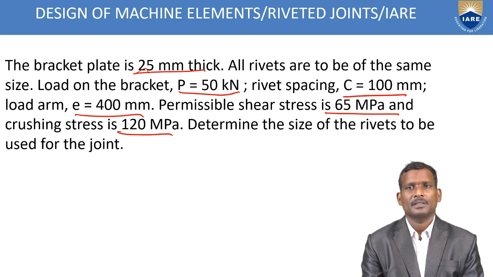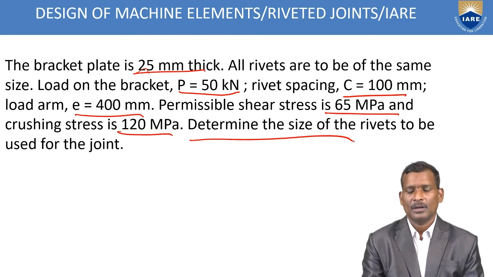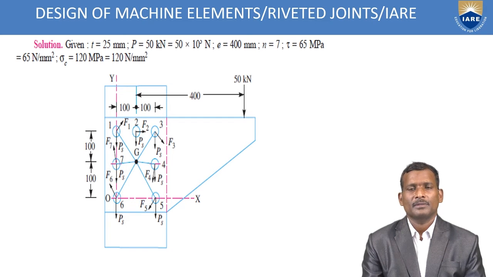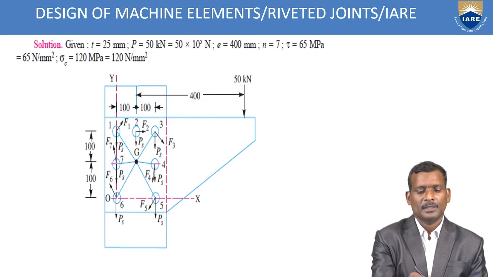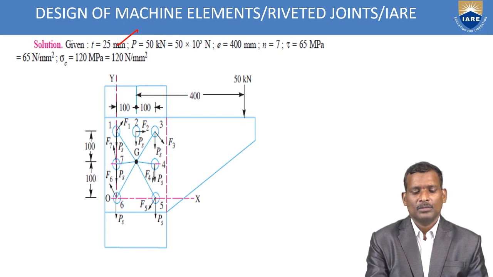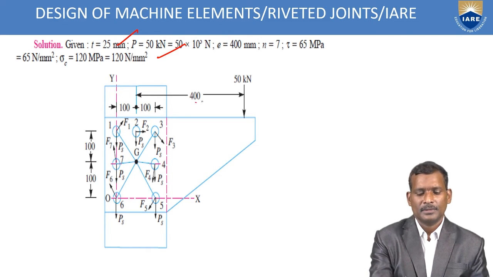So determine the size of the rivets to be used for the joint. He has asked what is the size of the rivet. How to solve this problem, we'll see. First of all, write down the given data. The thickness of the plate is 25 mm and the load is 50 kilonewton, converted into newtons. The distance is 400.